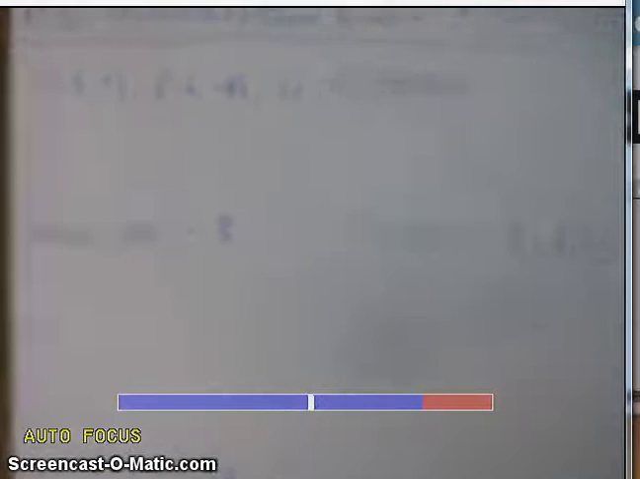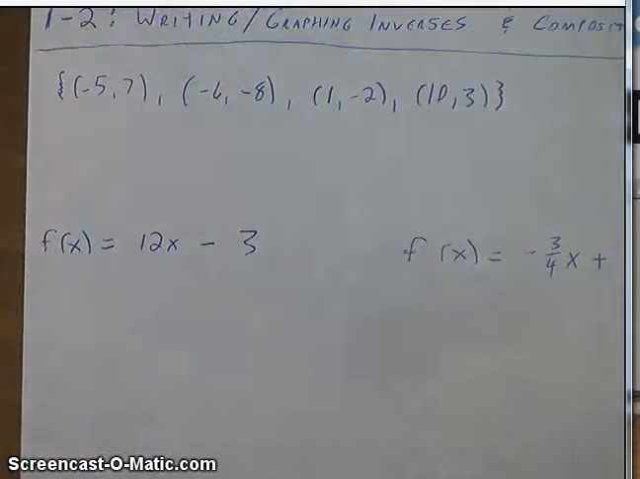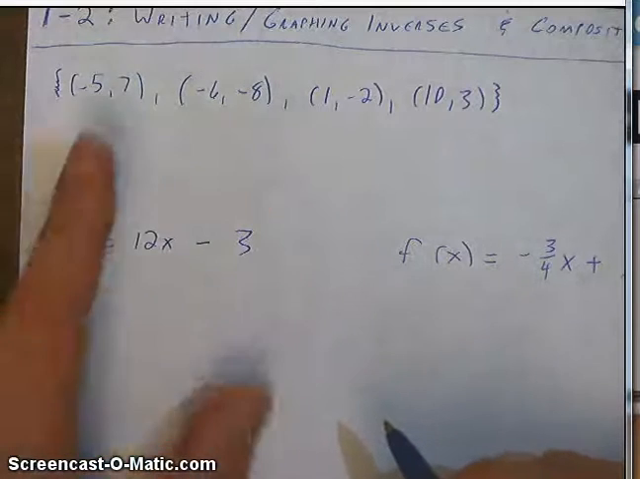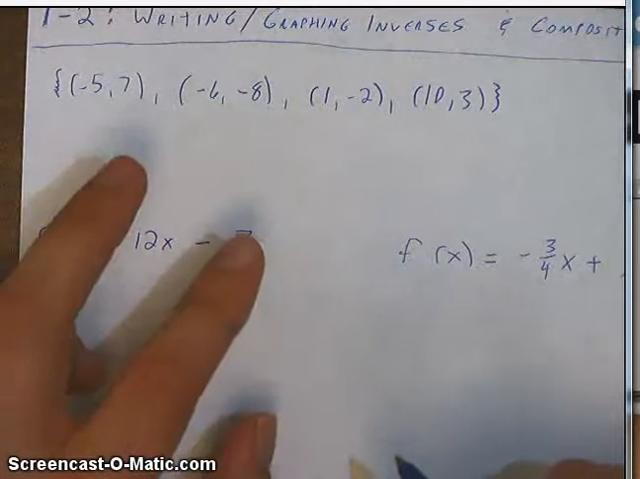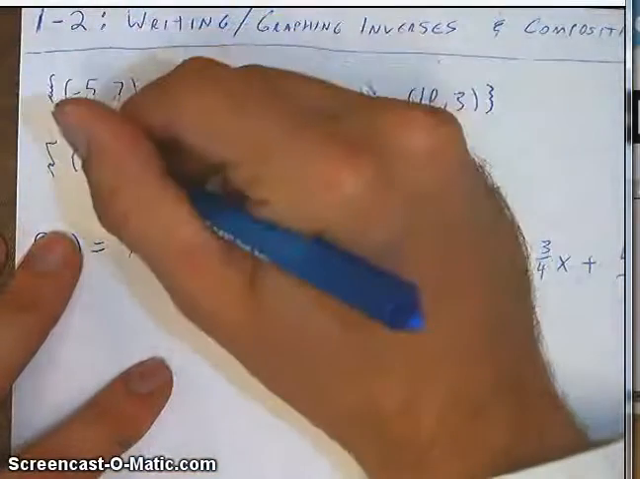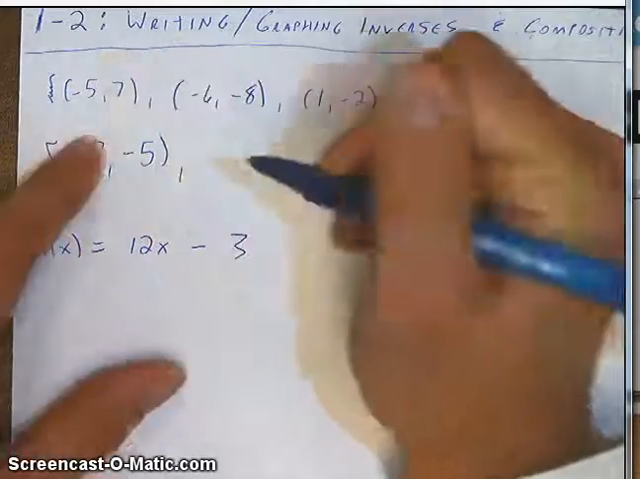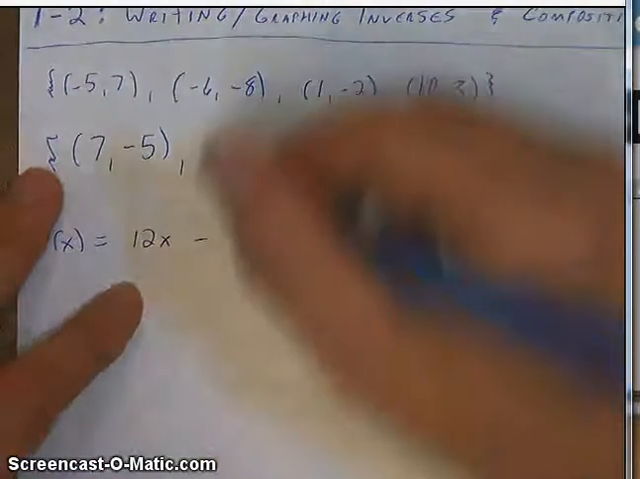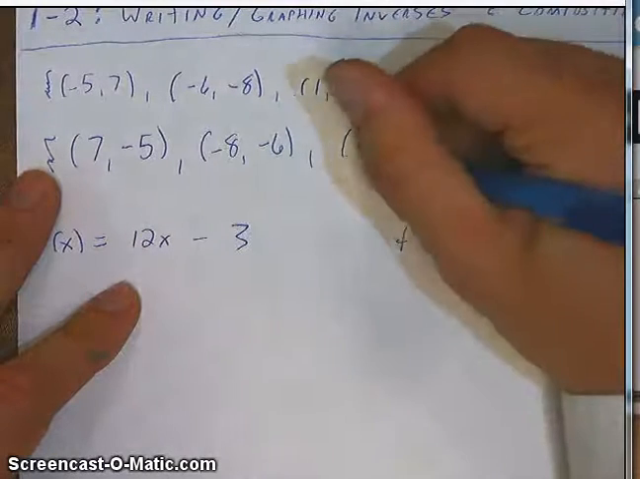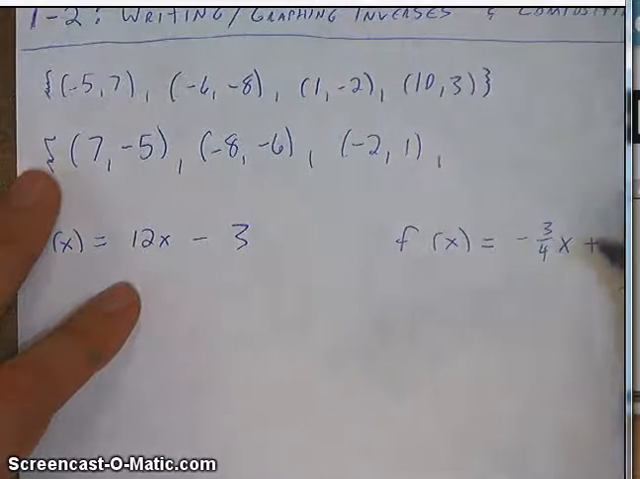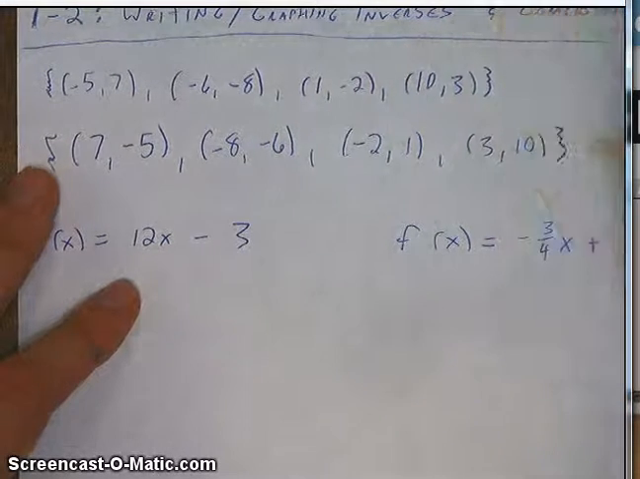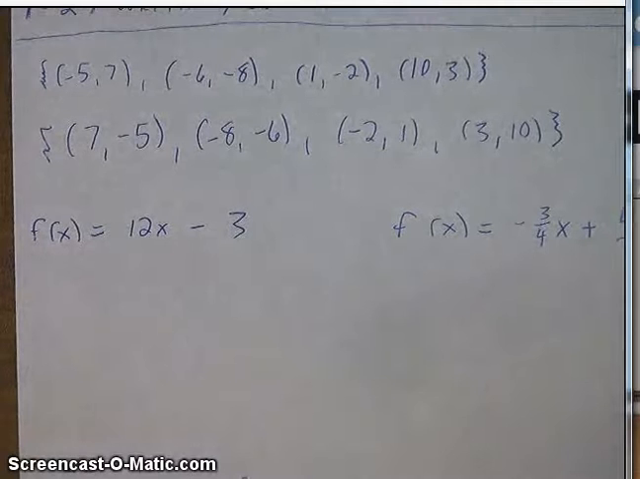If I've got some discrete data like this here, and I want to find the inverse of that data, all I have to do is flip the x and the y's. When I say flip, I'm not talking about the sign. I'm talking about exchanging the x's and y's. So the inverse is simply 7 comma negative 5, because I flipped them, exchanged the x and the y's, negative 8 comma negative 6, negative 2 comma 1, and then 3, 10. Just flip them all. That's all you need for discrete data.